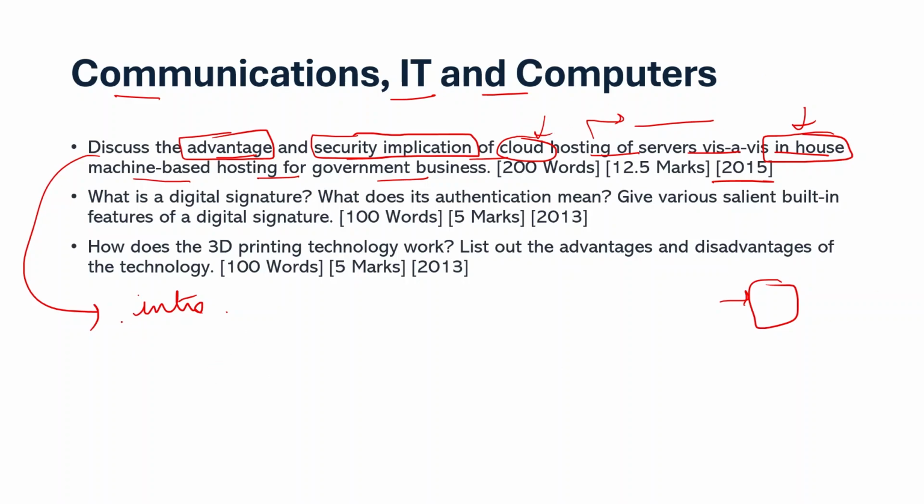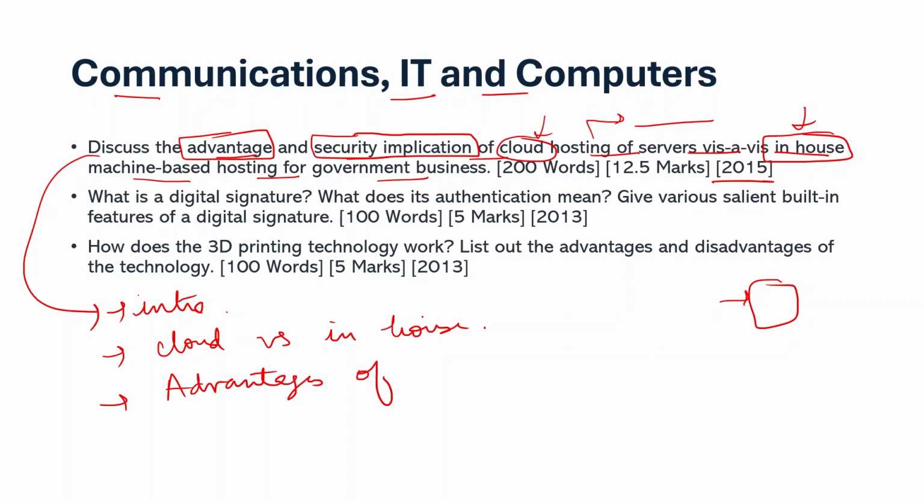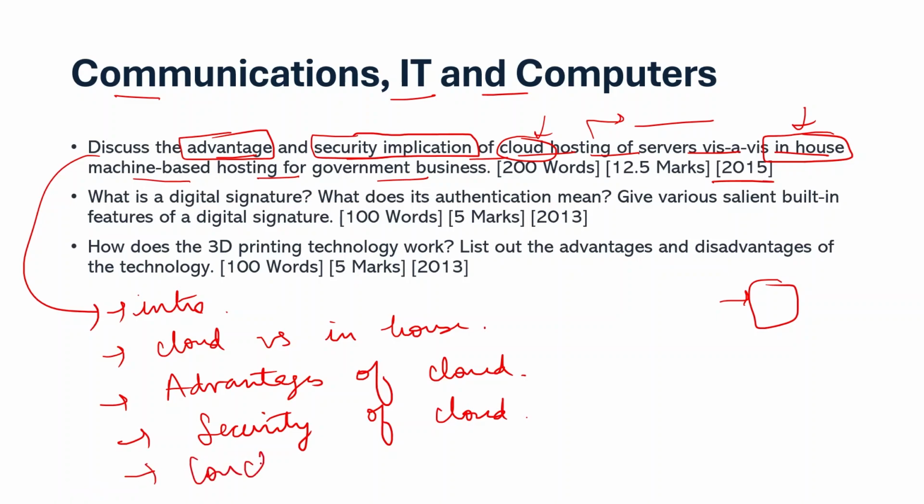You can use some services provided by companies and you can host on the cloud. So what you have to do is, first you write the introduction, then you distinguish between cloud and in-house hosting. Then you write about the advantages of cloud hosting, because they are asking you about advantages and security implications of cloud hosting. Then you write about the security implications of cloud hosting, and then you can conclude. This is how you proceed for this answer.